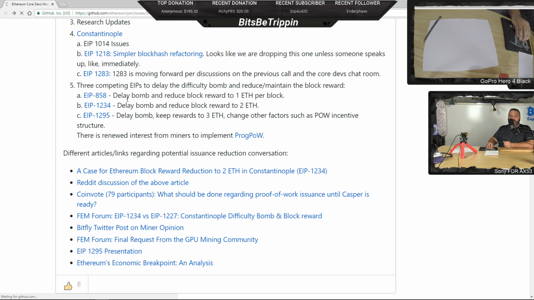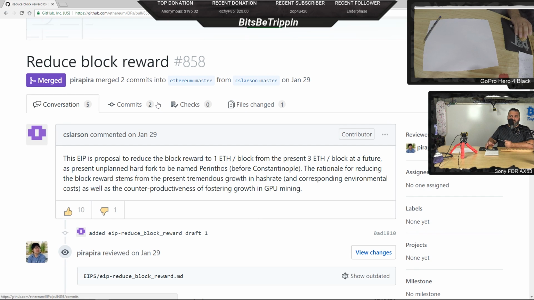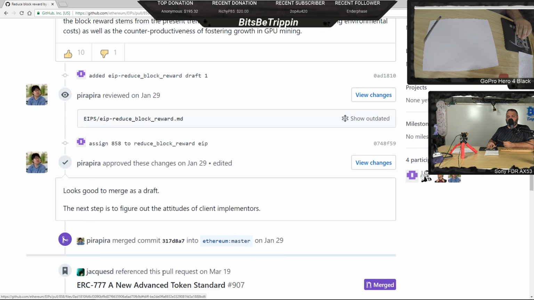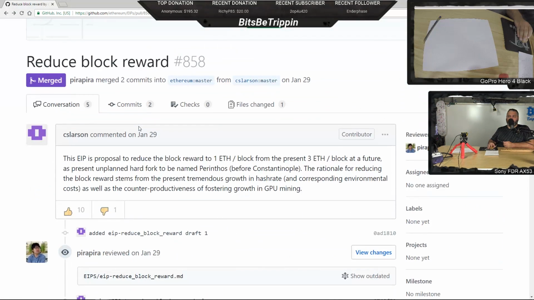If we click on that, it should take us over to this, and I think this is just a block reward reduction. I do not have any other details short of this description here. There's code associated with it, obviously. Let's see if this is the one. Oh, that gets into the actual code changes, but here's the description. The EIP proposal is to reduce the block reward to 1 ETH, as opposed to the 3 ETH per block block reward right now.